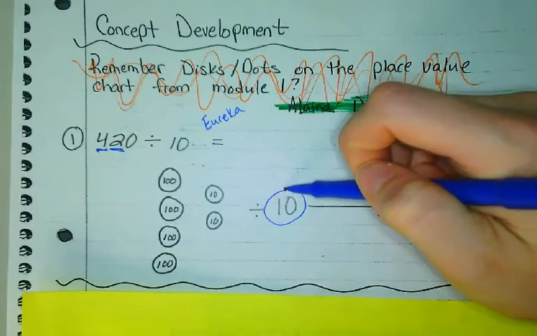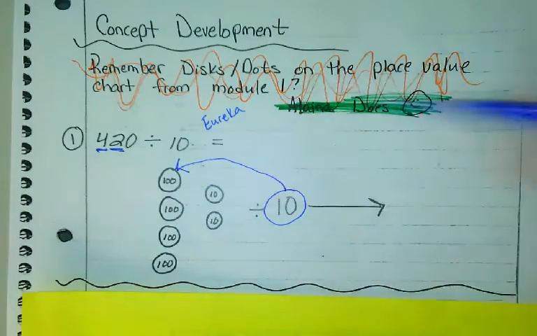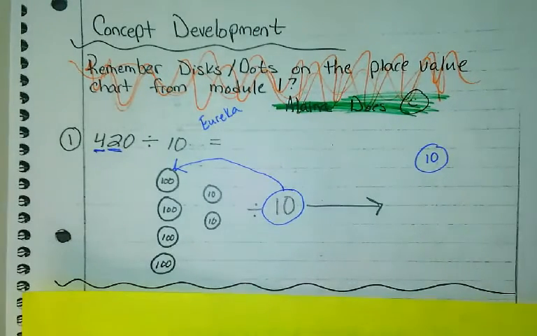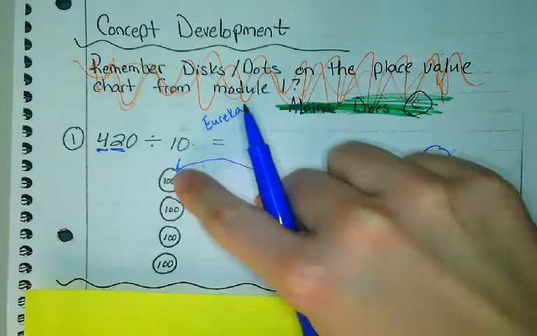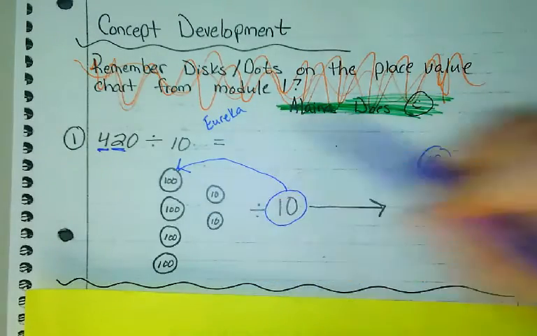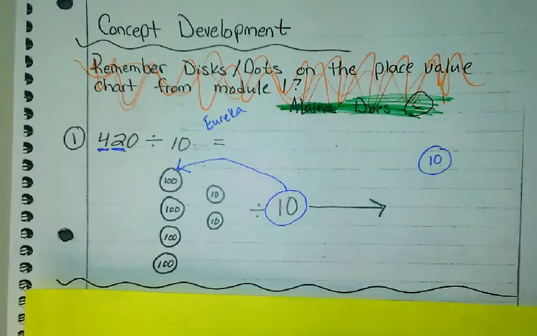So 10 can go into 100 10 times. 10 groups of 10 go into 100. Count by tens: 10, 20, 30, 40, 50, 60, 70, 80, 90, 100. 10 groups of 10 go into 100. So I'm going to write that 10 over here.